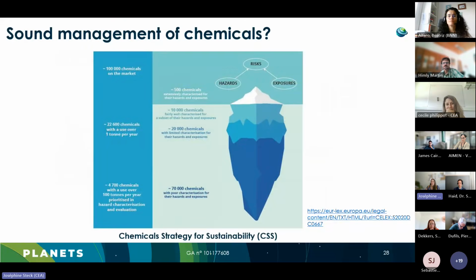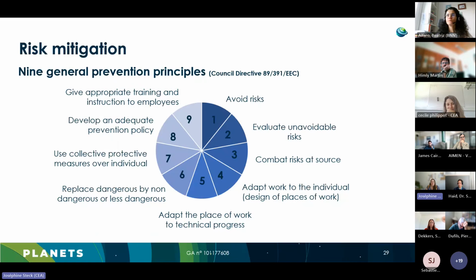So we can ask ourselves, do we really need a sound management of chemicals? You have to know these few numbers from the European Union. So there is approximately 100,000 chemicals on the market. And among these chemicals, only 500 have been extensively characterized regarding their hazard and exposure, while more than 70,000 are poorly characterized for hazard and exposure. So that's also why we are working on chemical safety, and how to mitigate this risk.